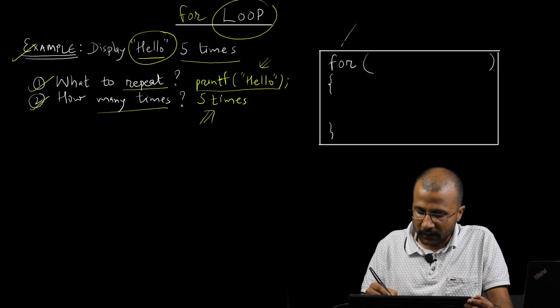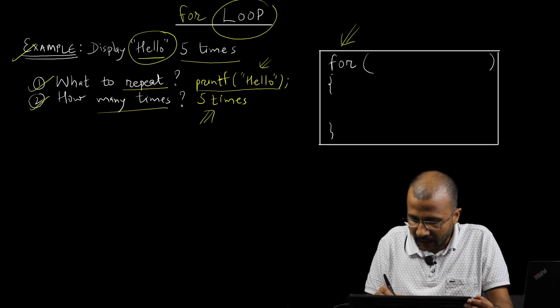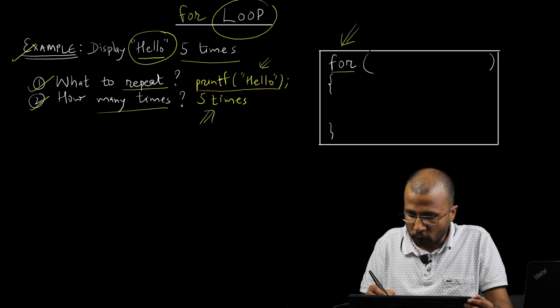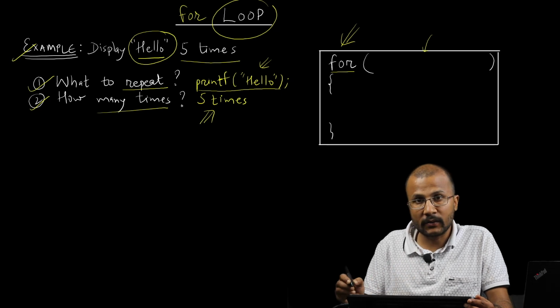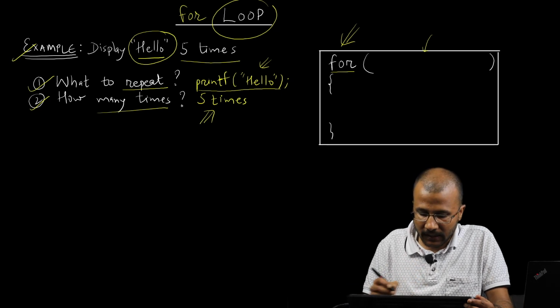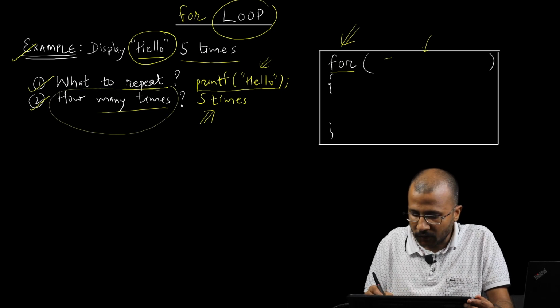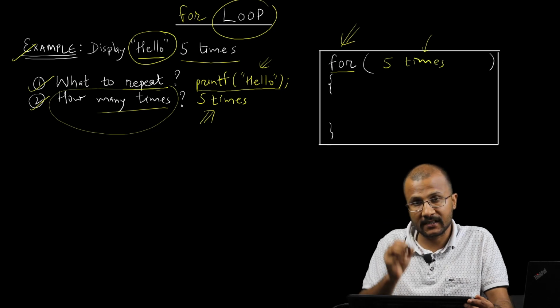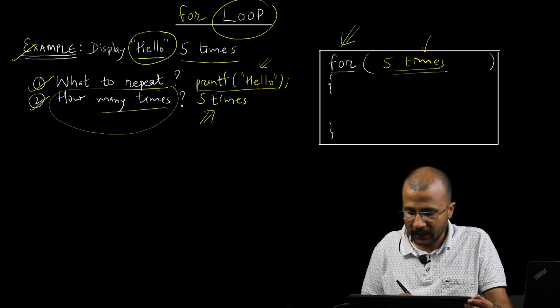You have a keyword reserved in C for writing a for loop, that is for, in small letters. Then you open the parenthesis. Inside this parenthesis, you write the sequence of statements that will take care of how many times to repeat. In this case, I need to repeat 5 times. So I need to write certain statements here, which I'll discuss after some time, which should count up to 5 times. This is what you write inside the parenthesis.